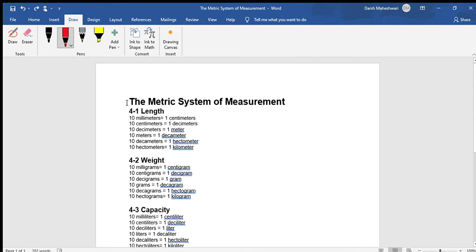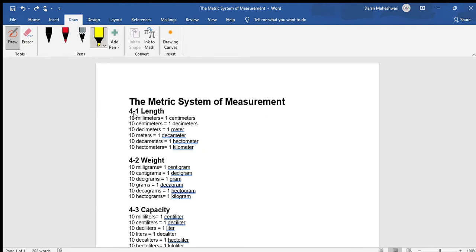And yeah, now let's begin with the topic of the metric system of measurement. If you remember, last video we went over the English system of measurement, and now it's time for the metric system. Let's start with length. 10 millimeters equals 1 centimeter. 10 centimeters equals 1 decimeter. 10 decimeters equals 1 meter. 10 meters equals 1 decameter, 10 decameters equals 1 hectometer, and 10 hectometers equals 1 kilometer.